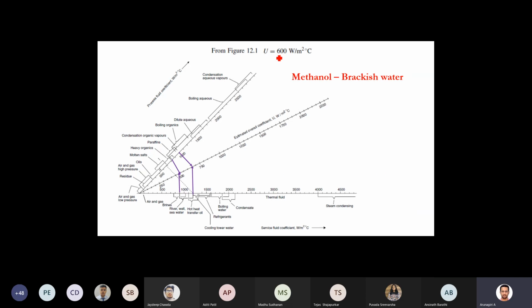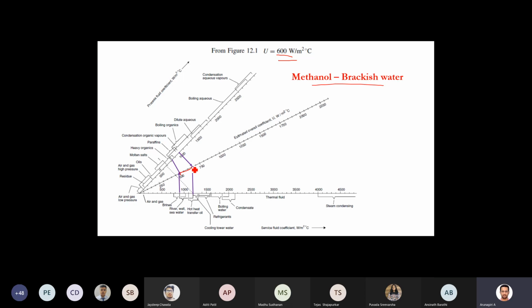Once you know the value, you can select the value of U. Here we have methanol and brackish water, correct? On one side you have river water, well water, sea water. This is the range. On the other side you have methanol, which you can treat as paraffins, or light organics, whatever it may be. So this is the range you can select in this case. If you connect these 2 points, this is the range you will get. Here 500 to, this is actually 1, 2, 3, 4, 5, so 50.